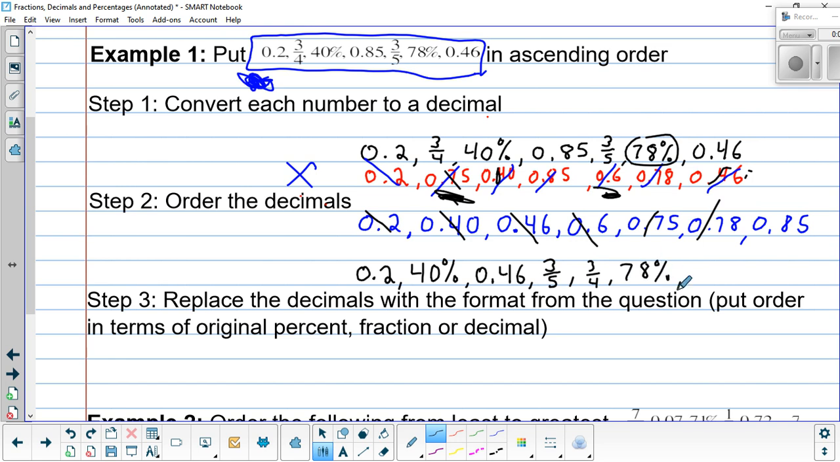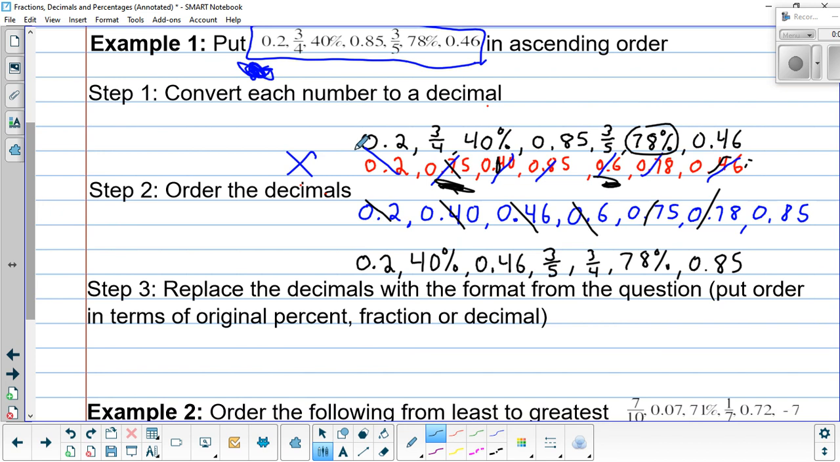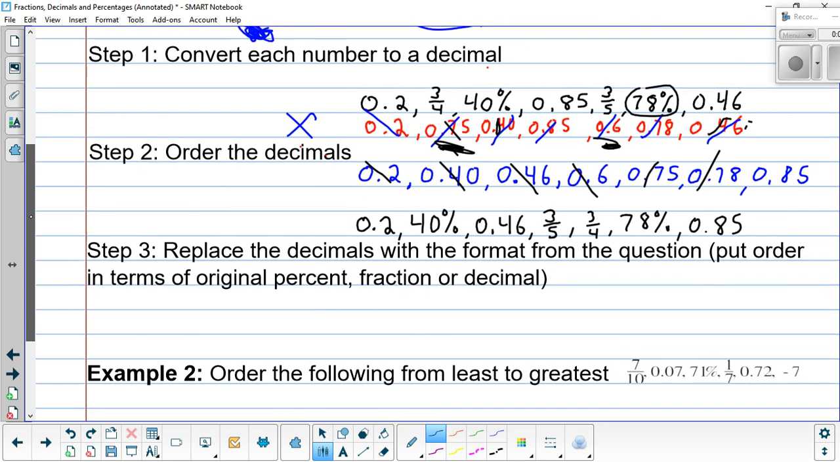And last but not least, our 0.85. So, once again, the trick is just making sure you are as neat as possible. Write stuff in nice, neat rows, line them up right above each other. That way, when it comes time to put them back in the original form, it is nice and easy and you don't have to trace yourself around.